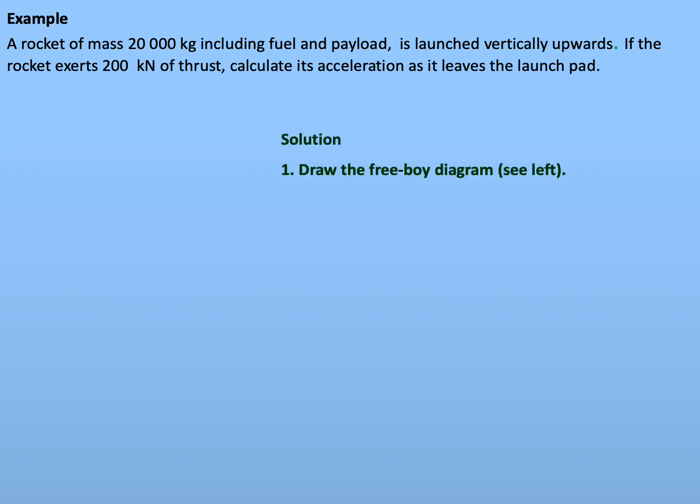So the solution begins by drawing what's called the free body diagram. And here is the free body diagram. A free body diagram involves the object of interest, the thing that's doing the moving, and in this case it's the rocket. So I'm going to put in my rocket there with the thrust force of 20,000 newtons.